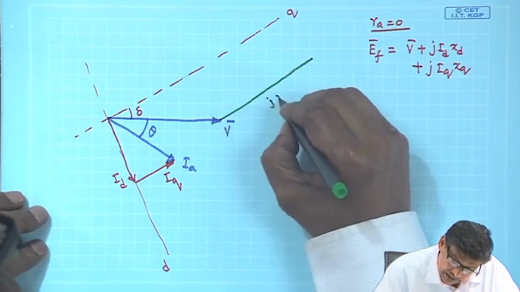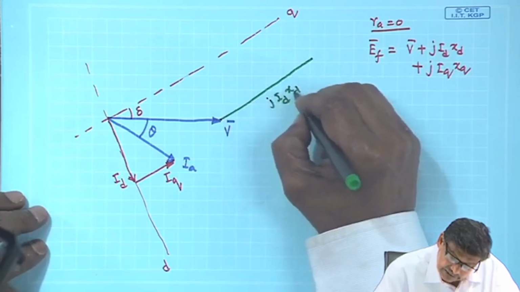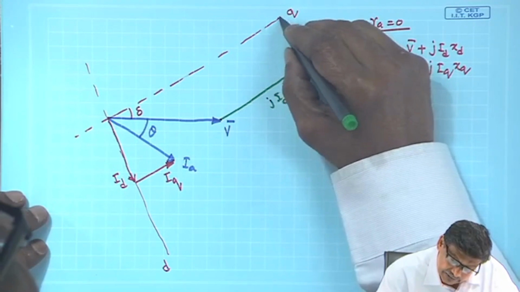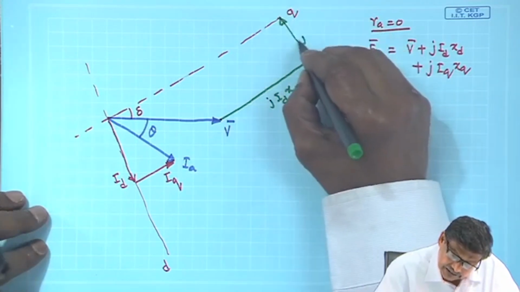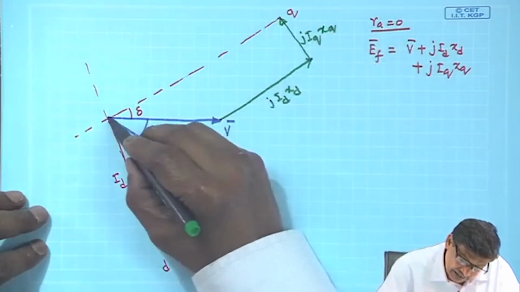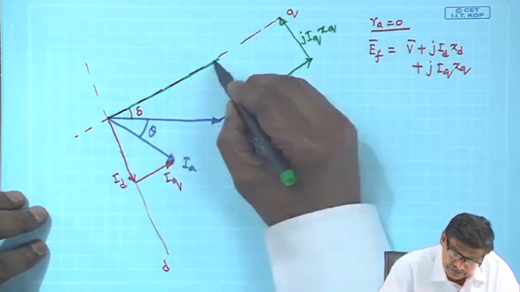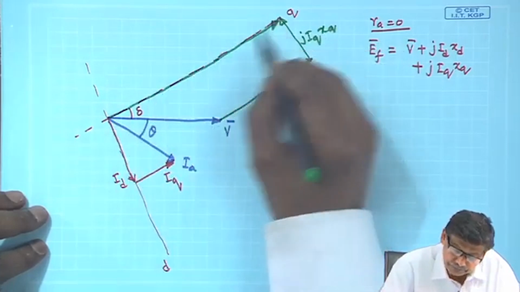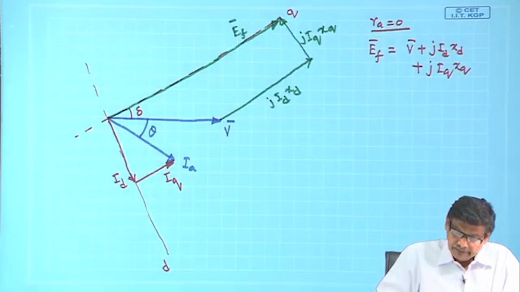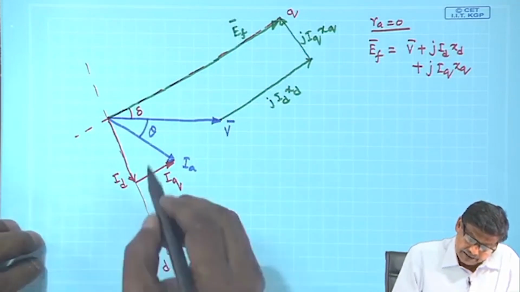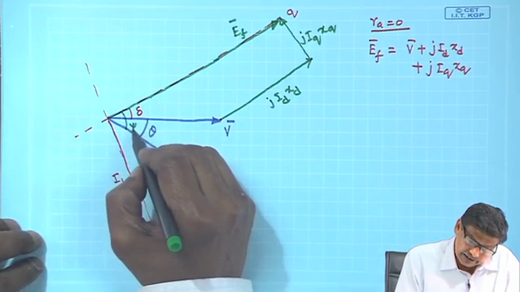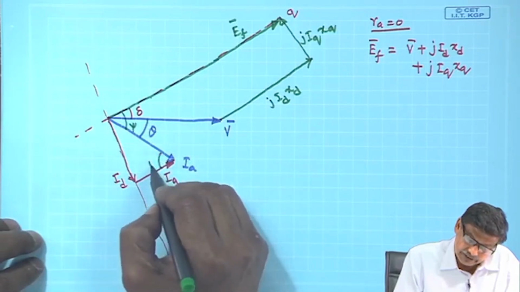This is j I_d X_d, and to this you add this one, j I_q X_q, and this length will be your E_f. Okay, and this whole angle is also psi, and this is psi. We have got this.